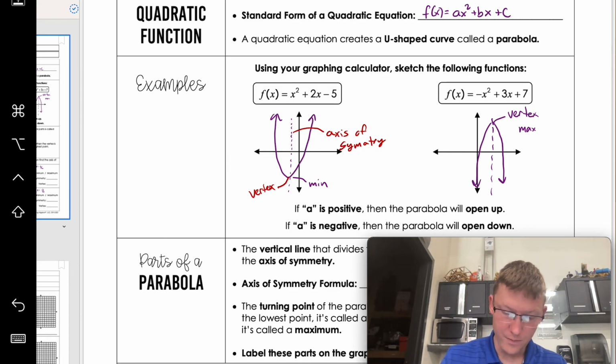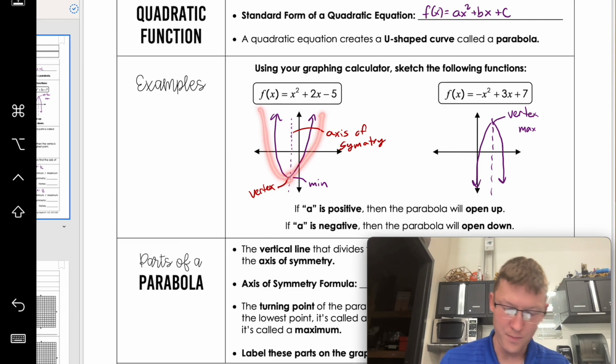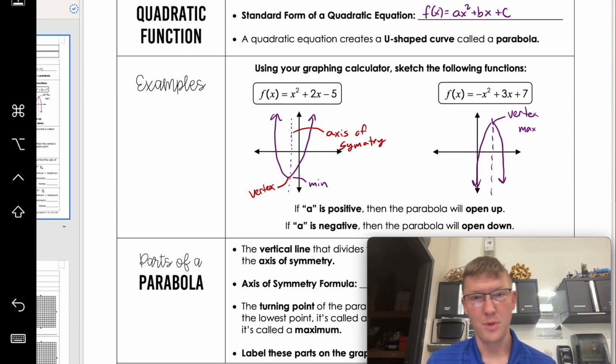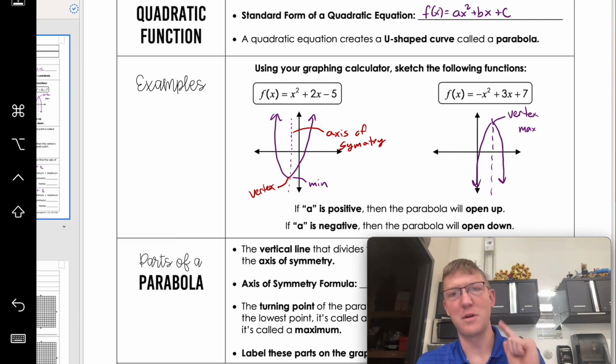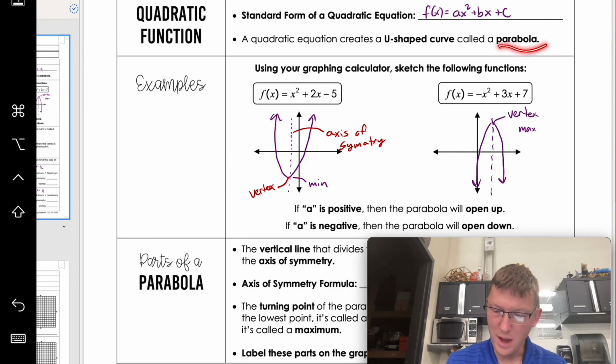Another vocabulary word you need to know, this part right here. This dot where both things come out, that's called a vertex. So we've got a vertex and an axis of symmetry. That vertex is super important. We will talk about that a lot. The name of this shape is called a parabola. Again, still just kind of looks like a U.